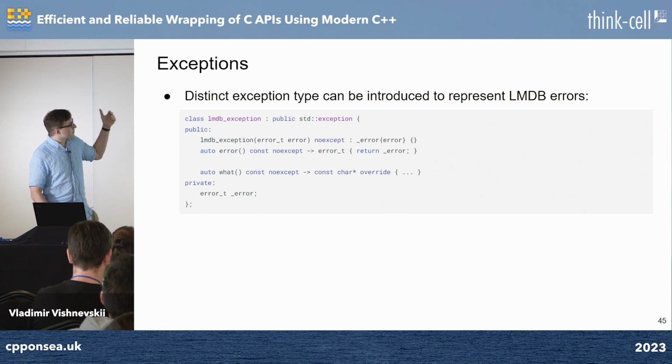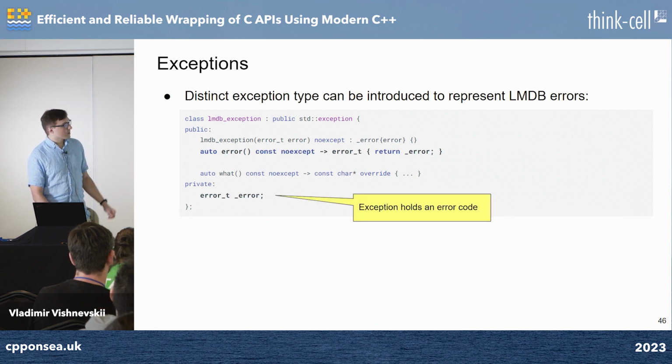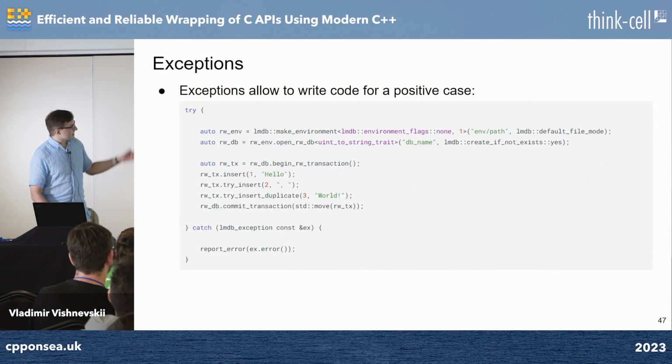But first of all, if we look at the exceptions, we can have a distinct exception type, of course, for our LMDB issues. In our case, it will hold this error code and will provide this error code, and we can also have the what implementation that will provide some kind of readable explanation of the errors. Generally speaking, exceptions make client code much easier.